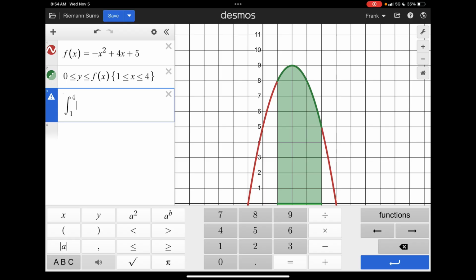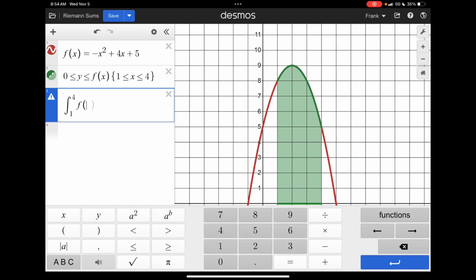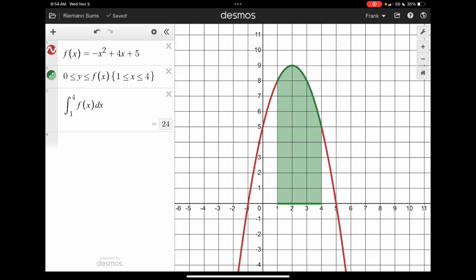And I said, well, what's the function? Well, I named my function f of x. So let me go ahead and do this for my function f of x. And then I need to tell it dx, because that was, remember, the width of our rectangles there. And it says that the integral of f of x dx is 24. So the exact area, not an estimate, the exact area is in fact 24 here. So that's pretty cool.